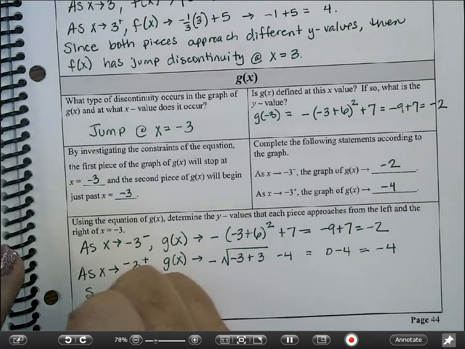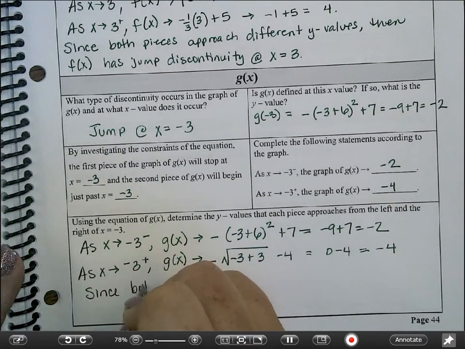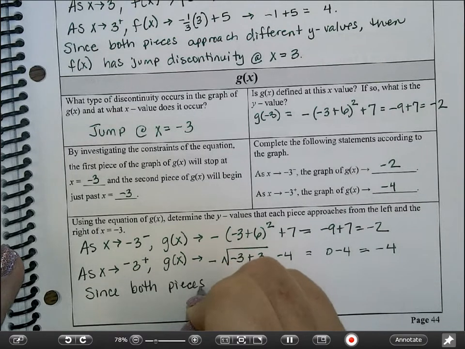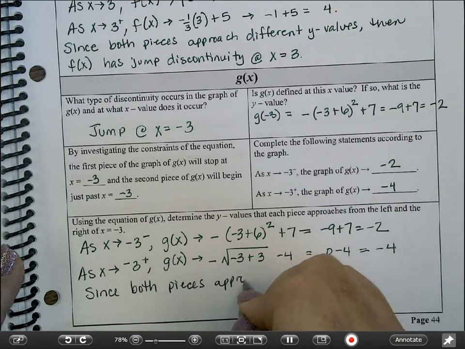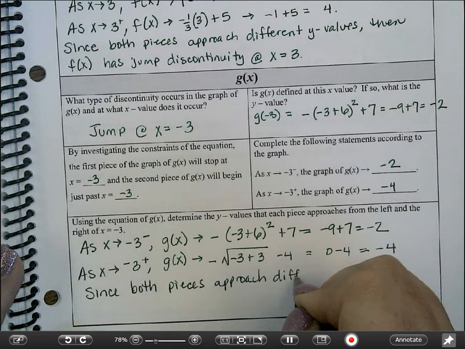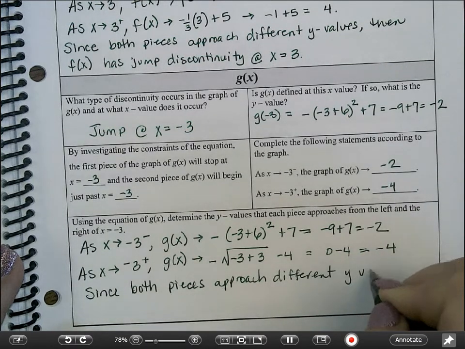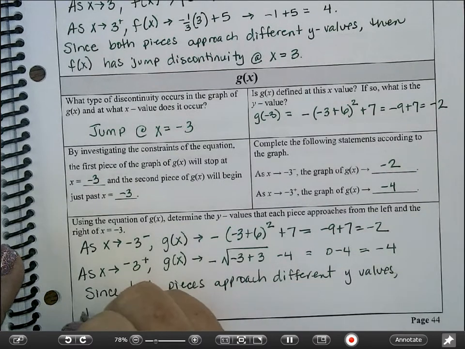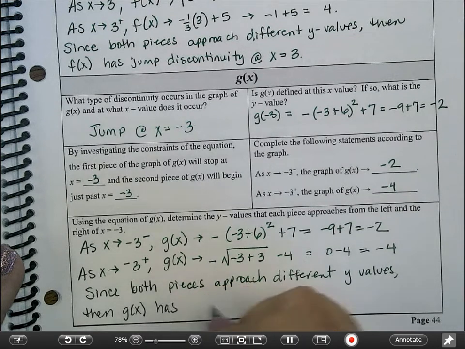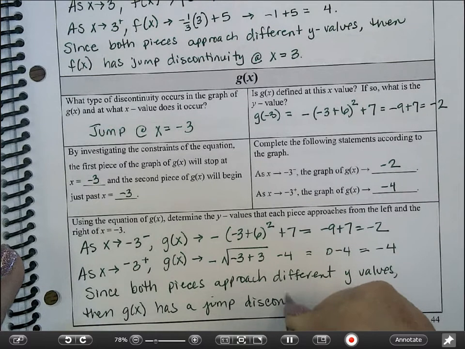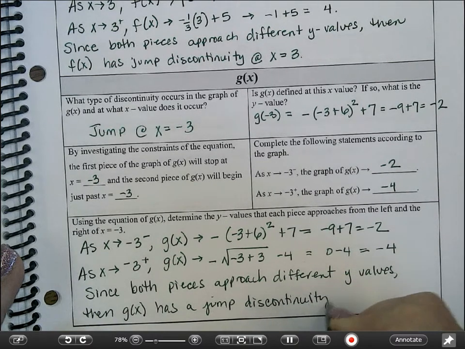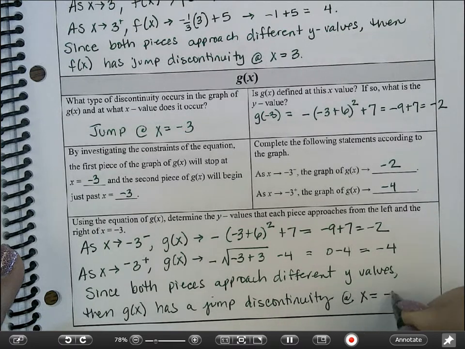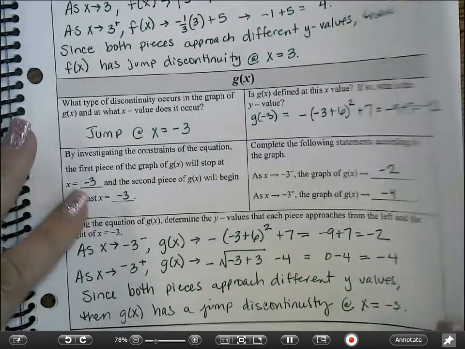Okay, so since both pieces approach different y values, then g of x has a jump discontinuity at x equals -3. All right, now let's take a look at h of x and p of x.